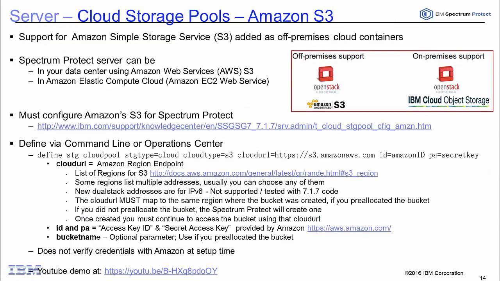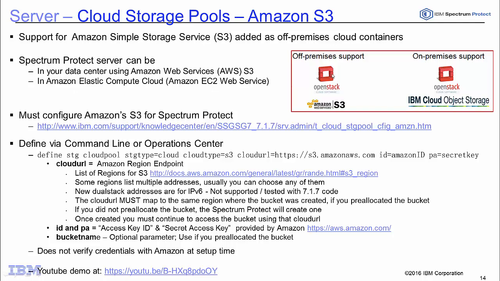In version 7.1.7, we now support Amazon S3 as a cloud container. When we are connecting to this cloud container, your Spectrum Protect server itself could be either in your own data center and simply using the Amazon Web Services known as AWS S3, or your Spectrum Protect server could reside in the Amazon Elastic Compute Cloud known as Amazon EC2 Web Service.